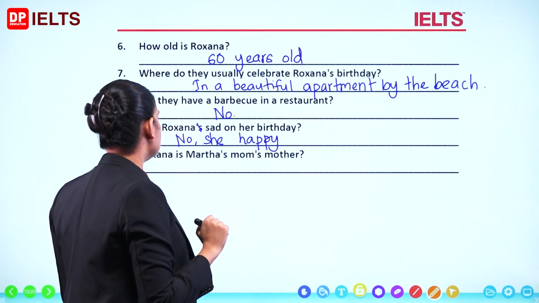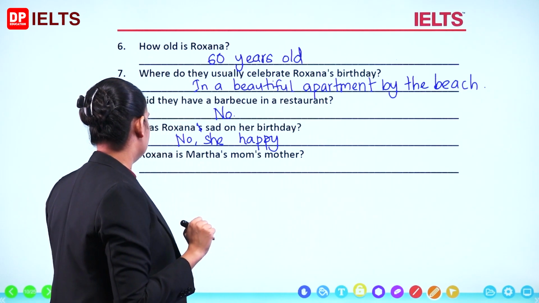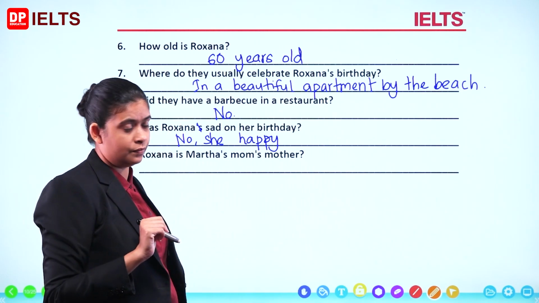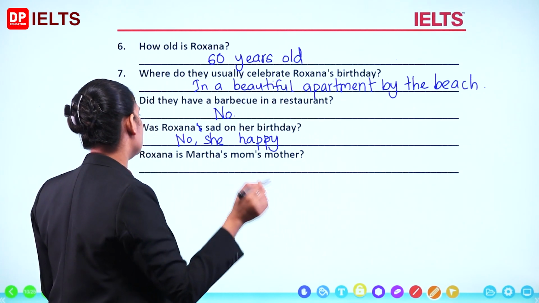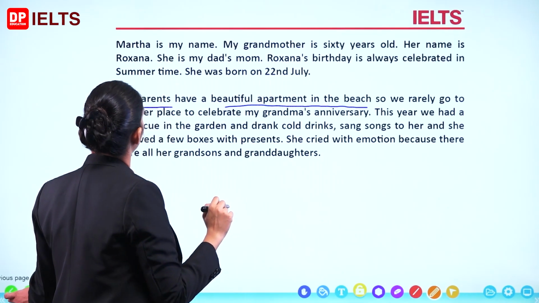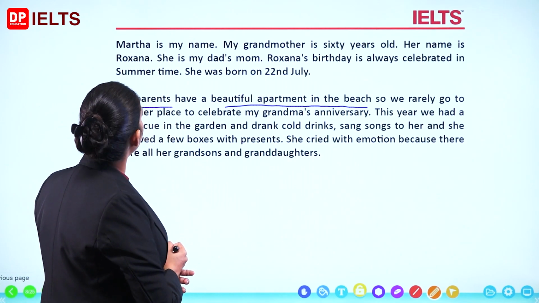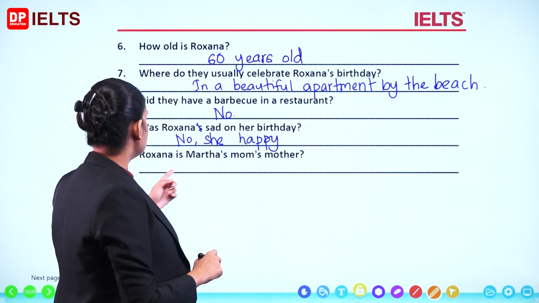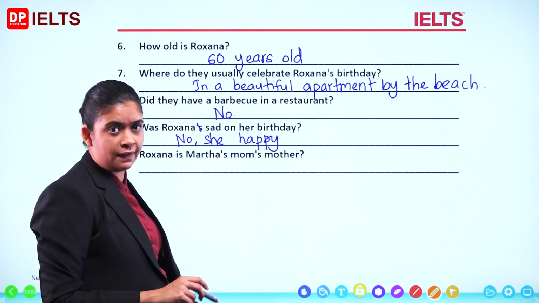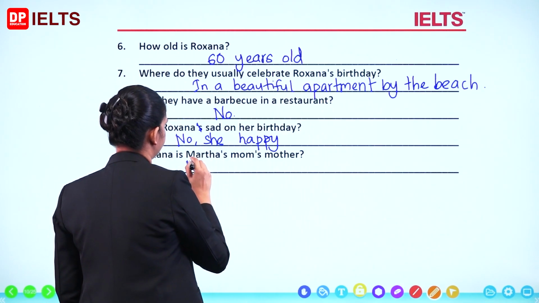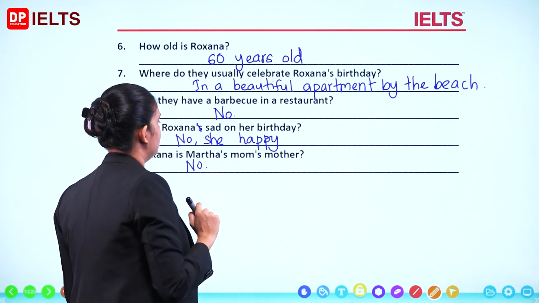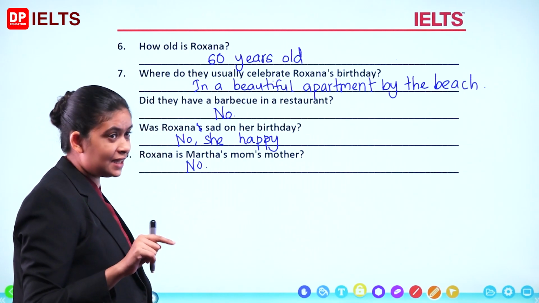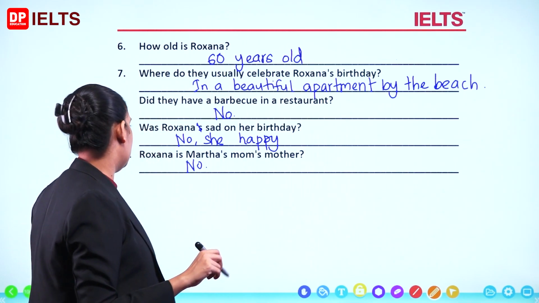Roxana is Martha's mom's mother. Is it true? Let's see. Her name is Roxana. She is my dad's mom. So Roxana is Martha's mom's mother? No. She is Martha's dad's mother. Okay.